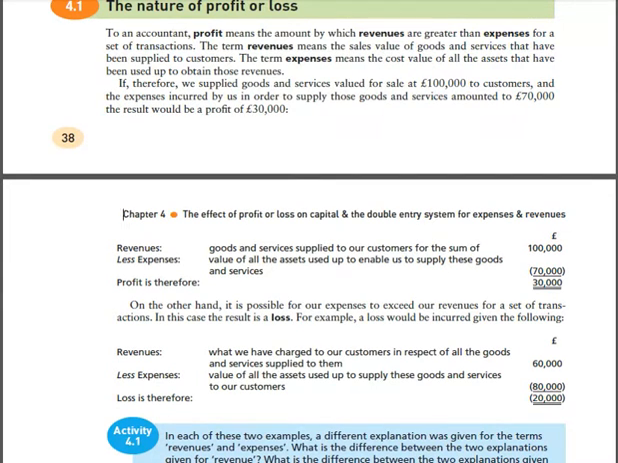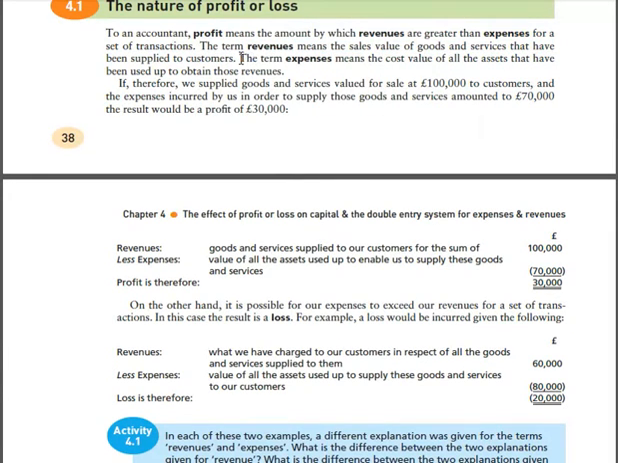So, what is the nature of profit and loss account? Profit means the amount by which revenues are greater than the expenses for a set of transactions. To calculate profit, we need to understand two key terms. One is the revenue and the other is the expense. Revenue is the sales value of goods and services that we have supplied to customers. So it encompasses all amounts that we received from customers as a result of sales of our goods or services.